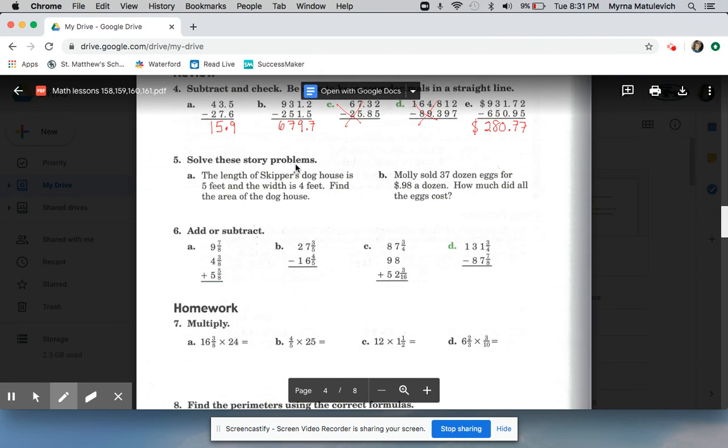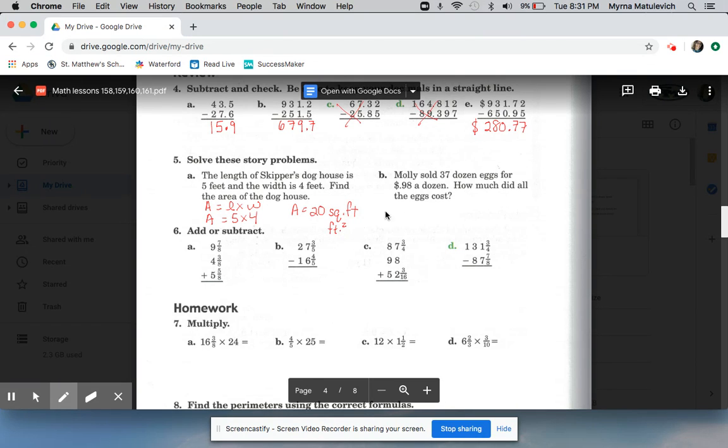Solve these story problems. The length of Skipper's doghouse is 5 feet and the width is 4 feet. Find the area of the doghouse. So remember your formula. Area equals length times width. So the area equals 5 times 4. The area equals 20 square feet. So remember, area is always going to be square, whatever the measurement is. Or you could have written it like this, 20 feet squared.